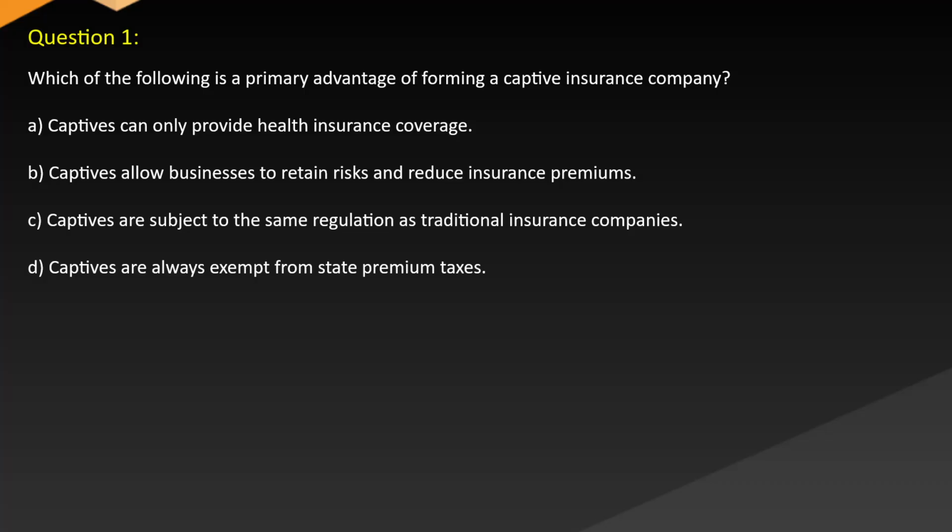Question 1. Which of the following is a primary advantage of forming a captive insurance company? A. Captives can only provide health insurance coverage. B. Captives allow businesses to retain risks and reduce insurance premiums. C. Captives are subject to the same regulation as traditional insurance companies. D. Captives are always exempt from state premium taxes.